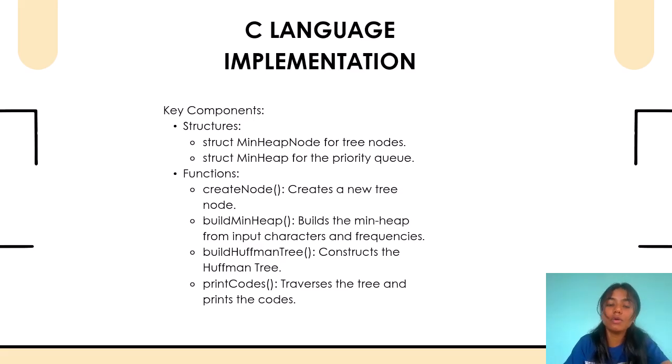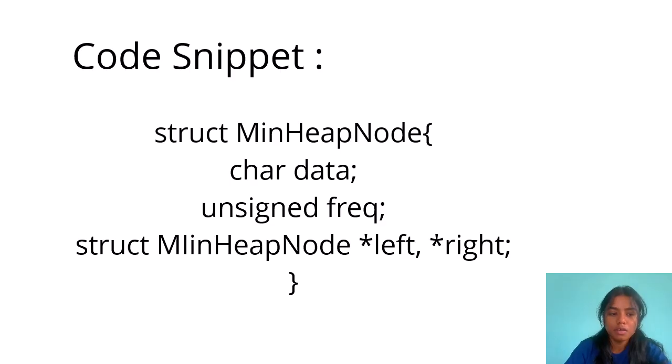Moving on to how you can use Huffman coding in C language. In C, we use a struct min heap node to define each tree node and struct min heap for the priority queue. We then use functions like create node, build min heap, and build Huffman tree. The print codes function does a tree traversal to print out the final codes. This helps you understand heaps, trees, and recursion all in one project. Here is a simple breakdown of the code.